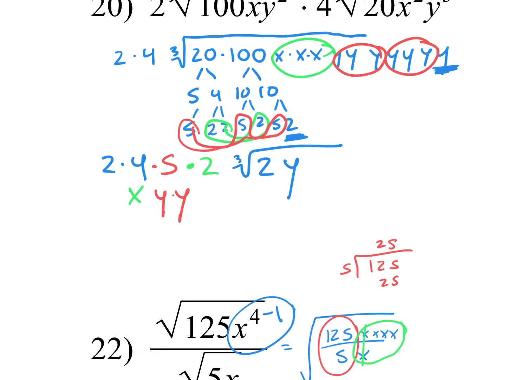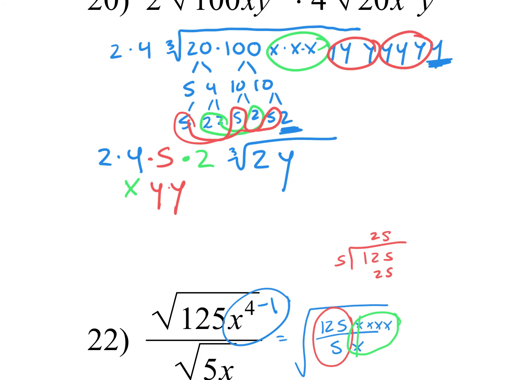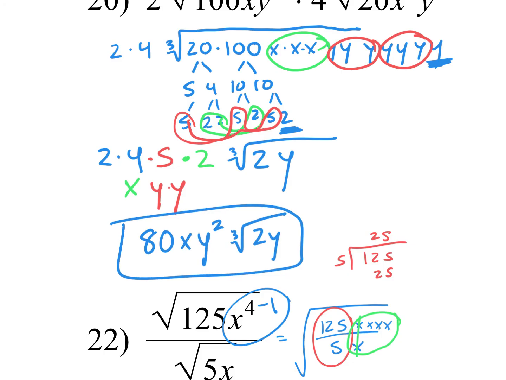So then everything that I took out, I have to multiply together. So 2 times 4 times 5 times 2. Would that be 80? Perfect. 80. And then how many x's did I take out? 1. And how many y's? 2. So how would I write that? xy squared. And then I have the cubed root of 2y on the inside.